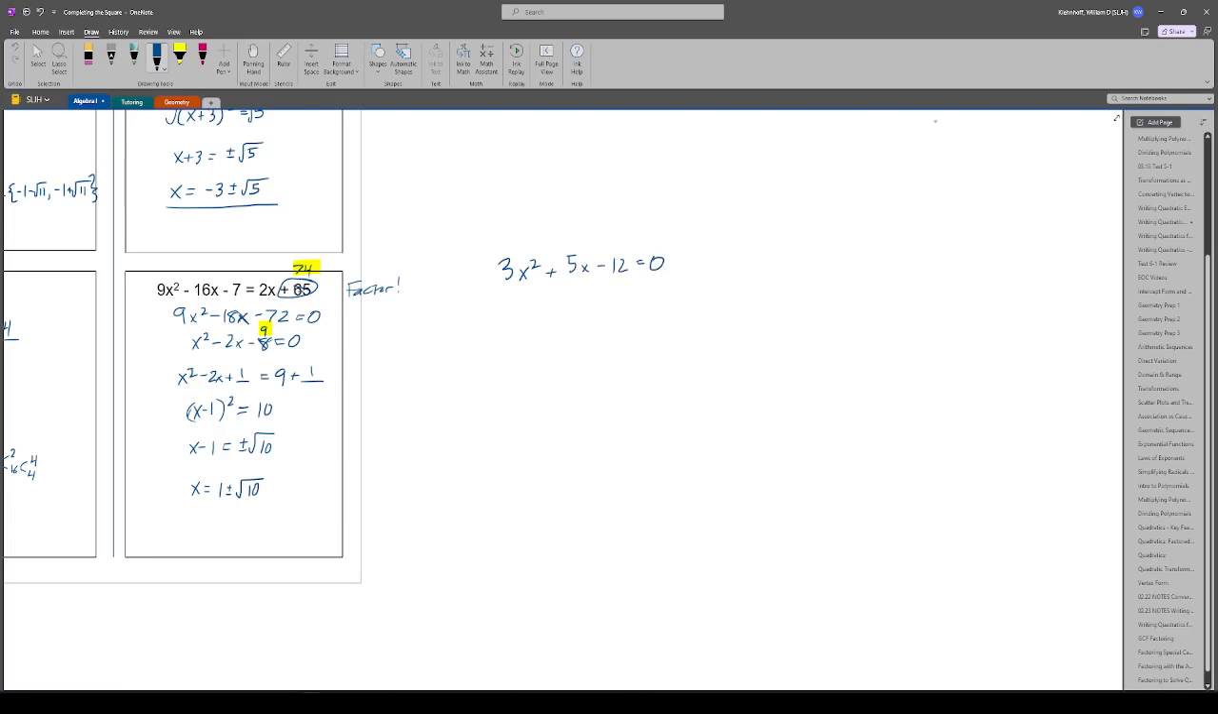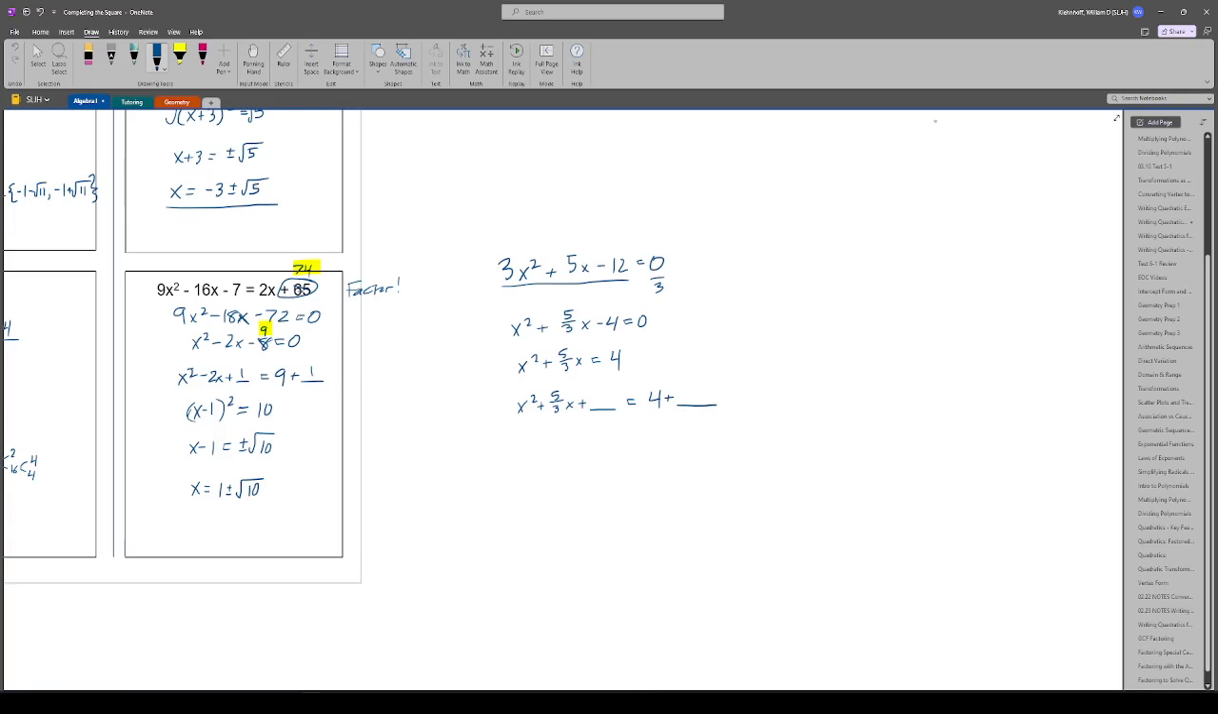The first thing we would do is, since a isn't 1, we have to divide everything by 3. That gives us x squared plus 5/3 x minus 4 equals 0. Now I need to add 4 over. We follow the same steps as before. 5/3 x equals positive 4. But now when I'm creating my perfect square trinomial, I'm going to get some pretty ugly numbers because I'm going to take half of 5/3 and square it. So that means I have x squared plus 5/3 x plus blank equals 4 plus blank.